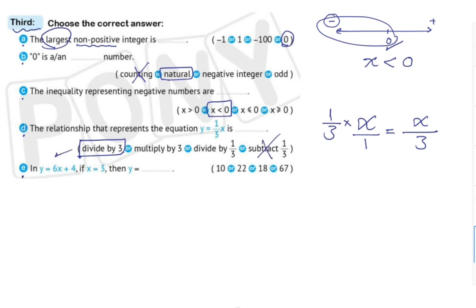Last point, y equals 6x plus 4. If x equals 3, he gave us the independent variable value, so he needs us to find the dependent variable value. At x equals 3, I will find y as 6 by x, and x equals 3, so 6 by 3. Don't forget to add 4. 6 by 3 equals 18. When you add 4, you will get 22.